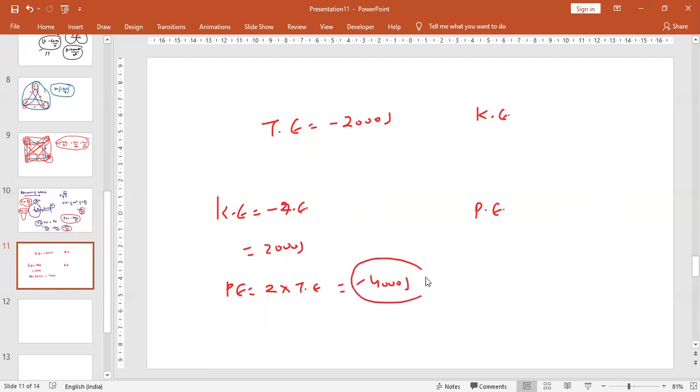So this is how you have to solve questions of energy, orbital velocity, potential energy, and force. Any doubt in all this, you can ask me now.